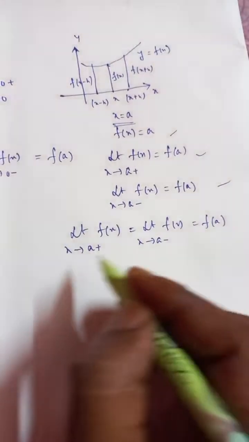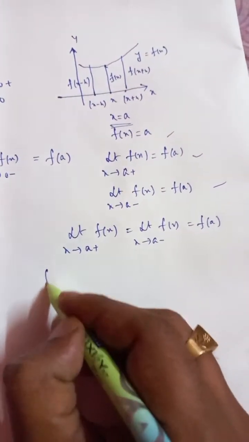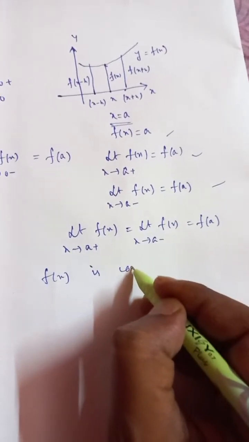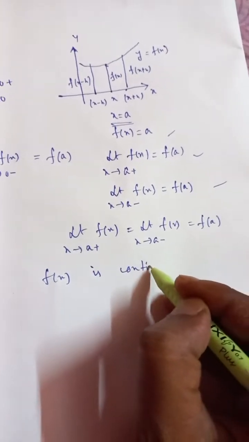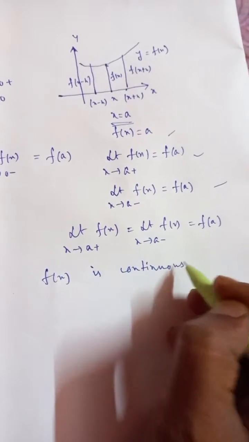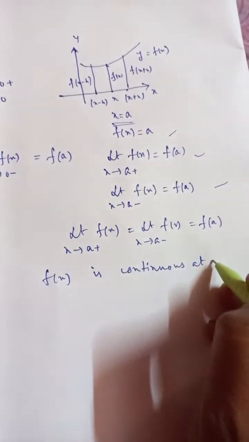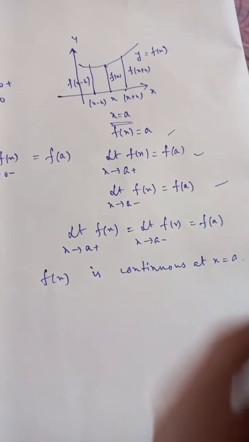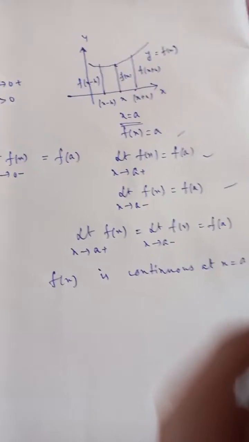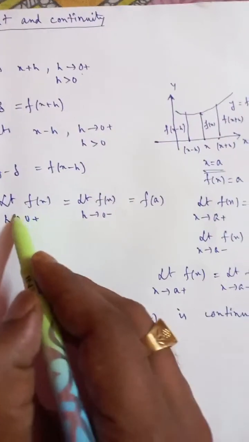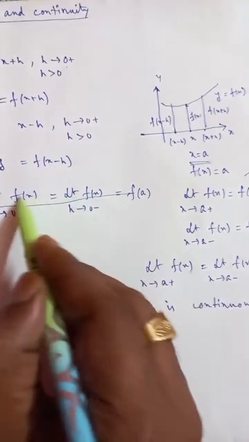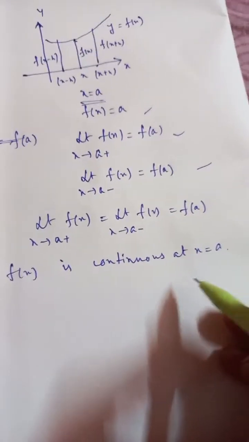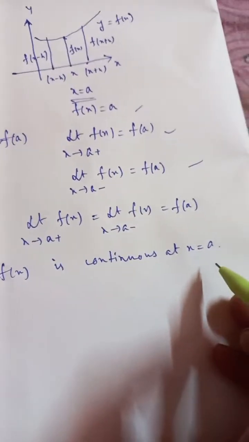Then we say that f(x) is continuous at x is equal to a. So not in this way actually, properly in this way. We will say that f(x) is continuous at x is equal to a.